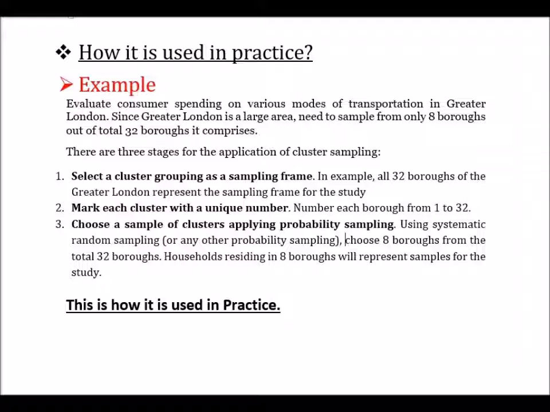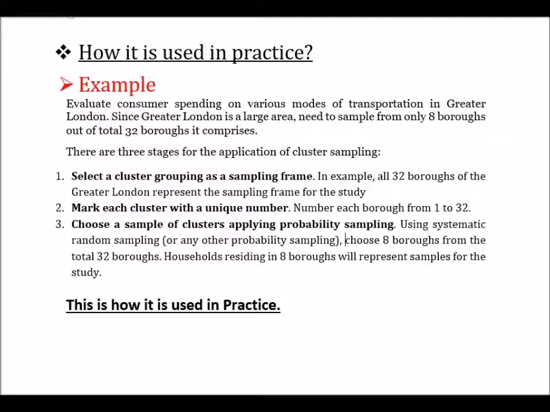So let's select only 8 boroughs from the 32, and there are 3 stages for the application of cluster sampling. First of all, we have to select a cluster grouping as a sampling frame. As in the example above, the 32 boroughs of Greater London represent the sampling frame for the study. Second, we have to mark each cluster with a unique number, so it will be easy for our process. We can easily number each borough from 1 to 32 in our example.